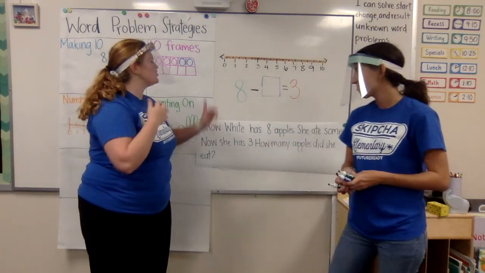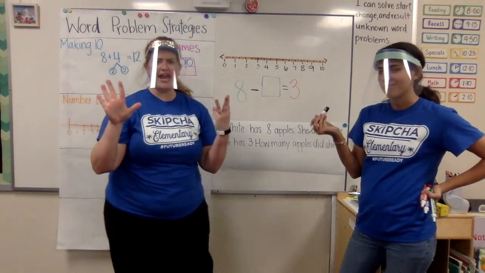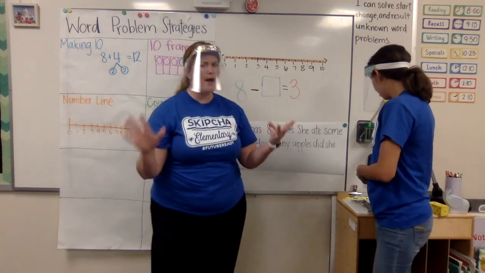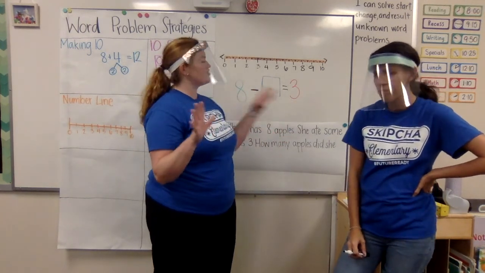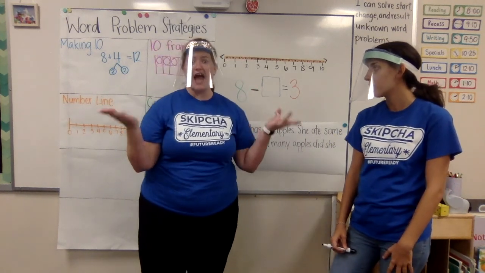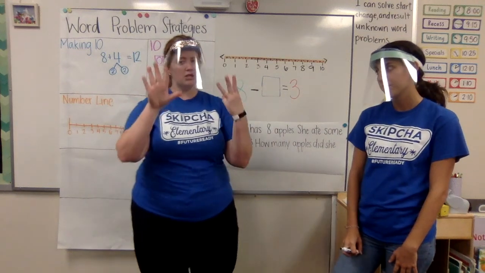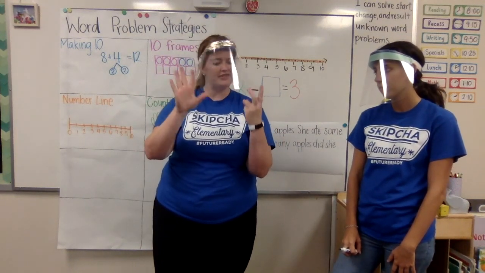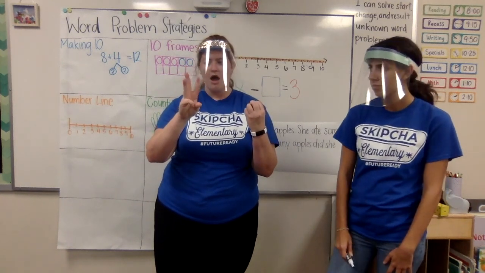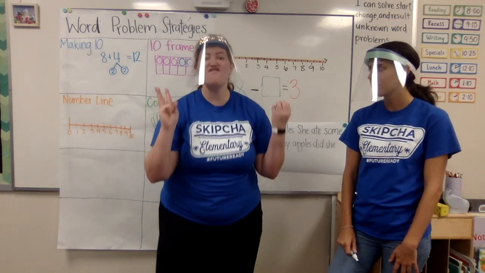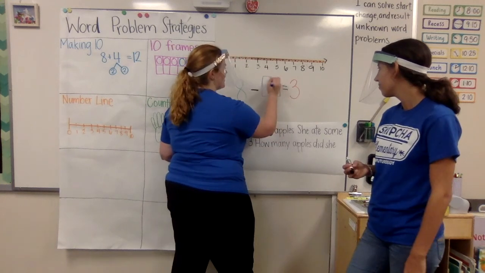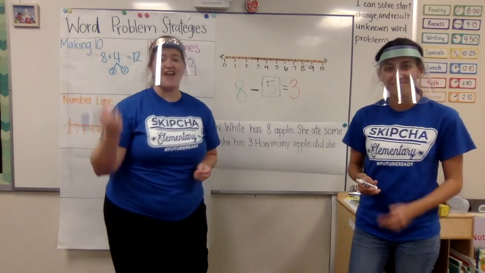So let's see. She starts with 8. So here are 8 fingers, okay? I don't know how many she ate, but I know that she's going to end up with 3. So I'm just going to put fingers down until I have 3 left, okay? So let's see. Here's 7 left, 6, 5, 4, 3. I have 3 left, and I put down 5 fingers. So my mystery number is 5. I think that she ate 5 apples.